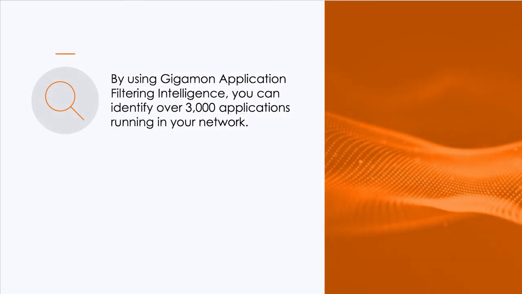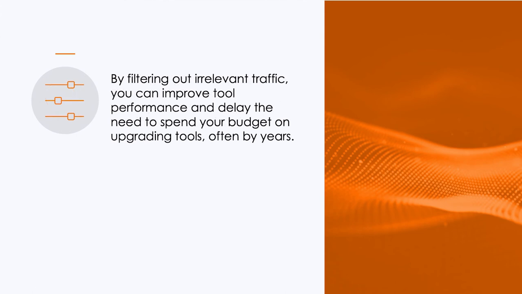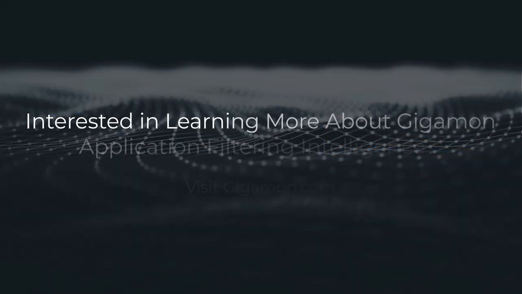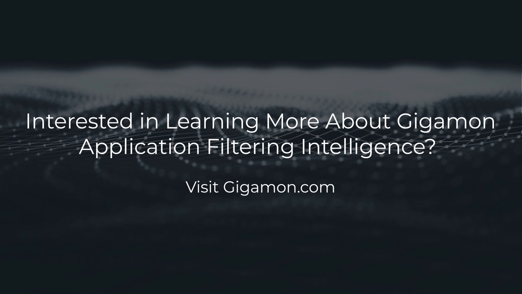By using Gigamon Application Filtering Intelligence, you can identify over 3,000 applications running in your network, from corporate and cloud applications to streaming music or even cryptocurrency mining, should there be any. By filtering out irrelevant traffic, you can improve tool performance and delay the need to spend your budget on upgrading tools, often by years. Interested in learning more about Gigamon Application Filtering Intelligence?